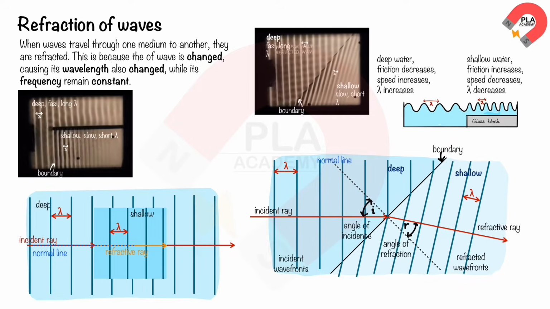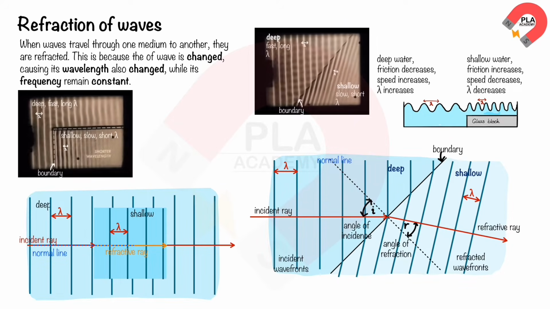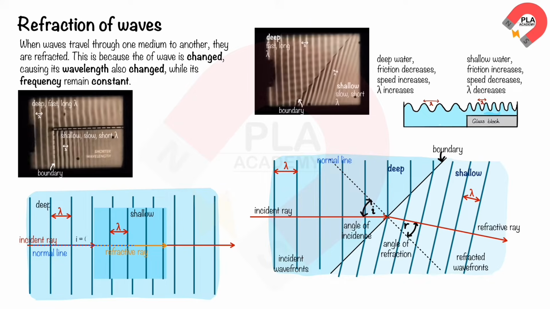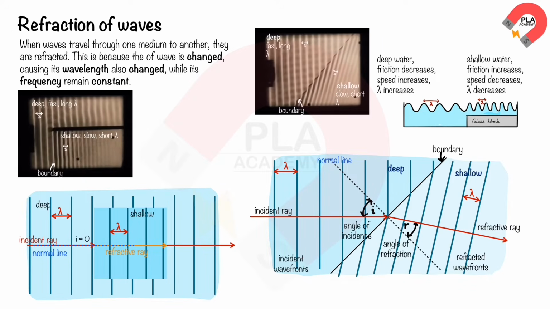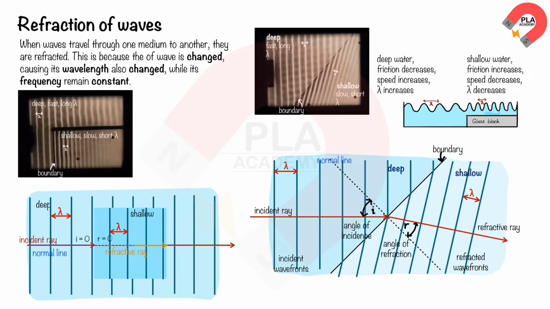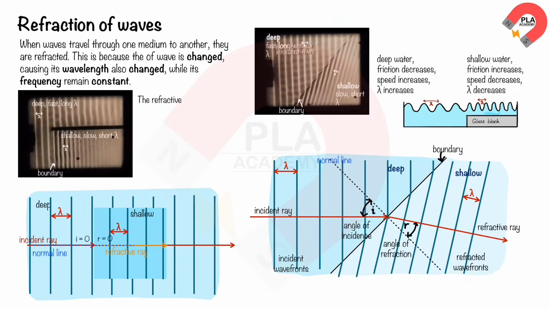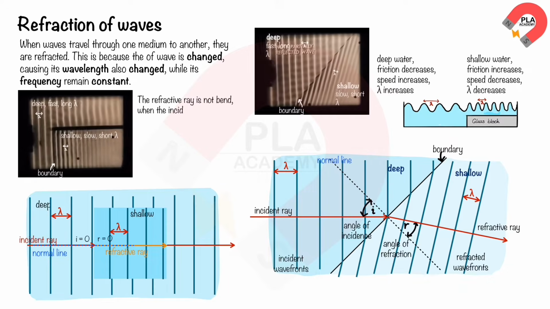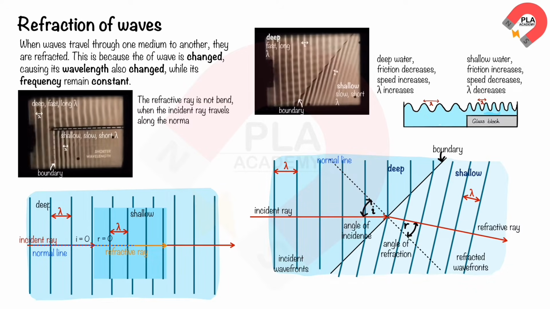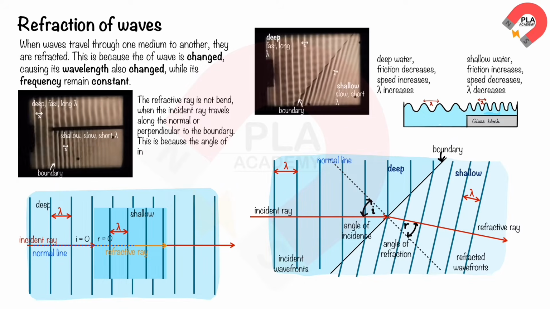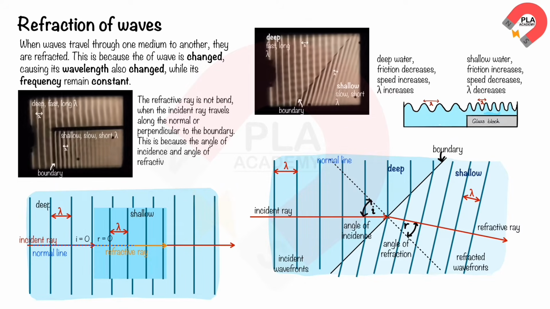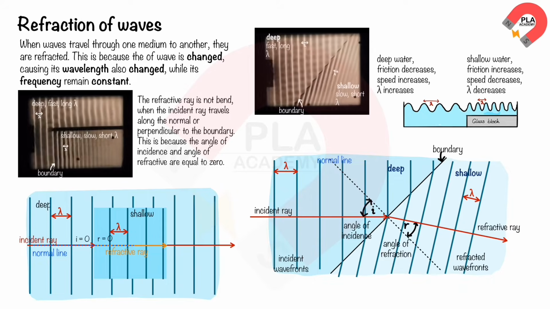The angle of incidence, between the incident ray and normal line, is 0. The angle of refraction, between the refracted ray and normal line, is 0. Therefore, the refracted ray is not bent when the incident ray travels along the normal, or perpendicular to the boundary. This is because the angle of incidence and angle of refraction are equal to 0.